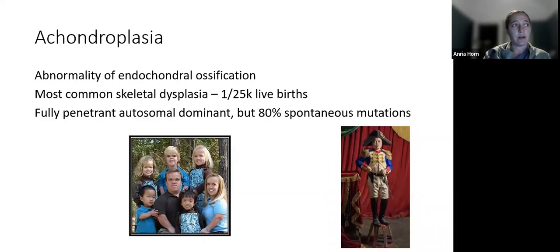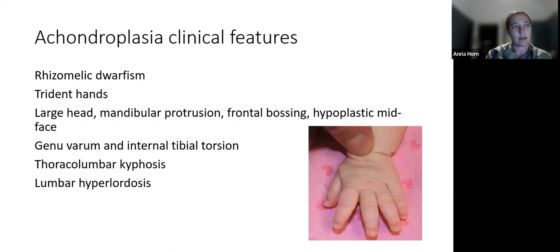Achondroplasia is by far the most common skeletal dysplasia, and is caused by an abnormality of endochondral ossification. That is why the intramembranous bones, the bones that ossify via intramembranous ossification, such as the skull and the ribs and the pelvis, are actually of a normal size, and that's why they get a disproportionate dwarfism with short limbs. So 1 in 25,000, fully penetrant autosomal dominant, but about 80% are spontaneous mutations.